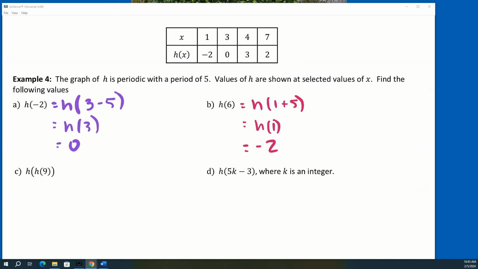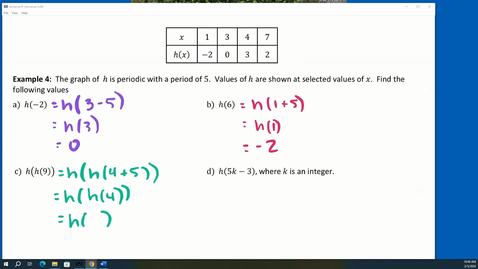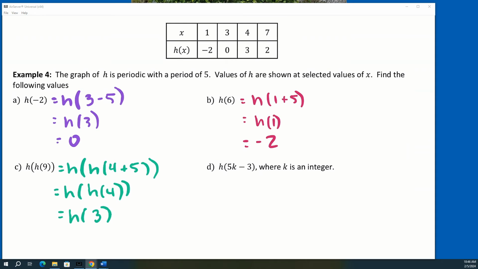Okay, and then C is a composition of functions. It's okay. We're going to do the same thing. We're just going to have to do it multiple times. So 9 is not an x value that's in your table. So we need to take a number that is an x value in your table and add or subtract a multiple of 5 to it to be able to get 9. So that's going to be 4 plus 5. All right, then we'll drop off the 5. h of 4 is in the table. It's 3. And this is nice because 3 is also in the table, and that's just going to be 0.